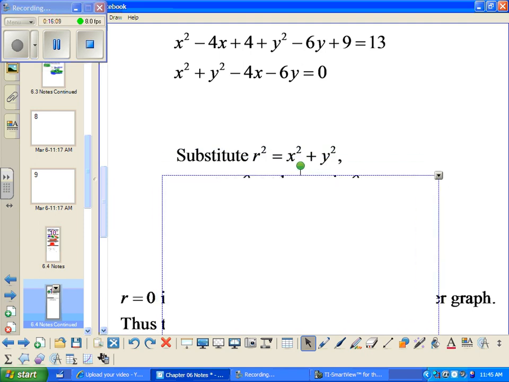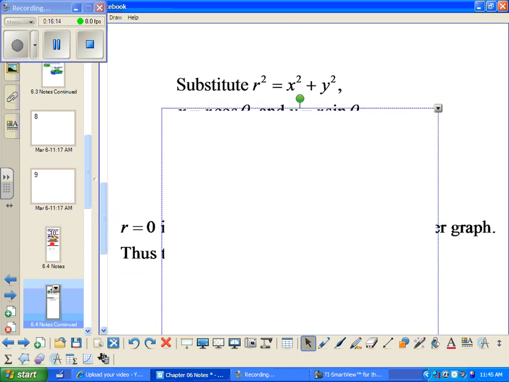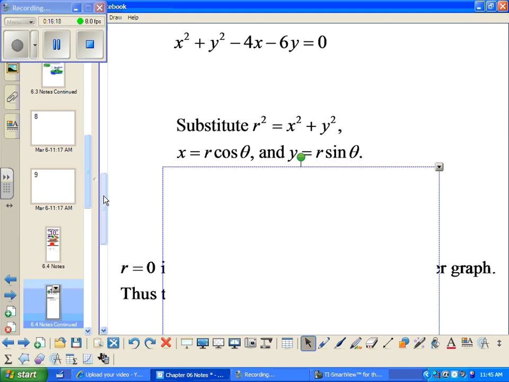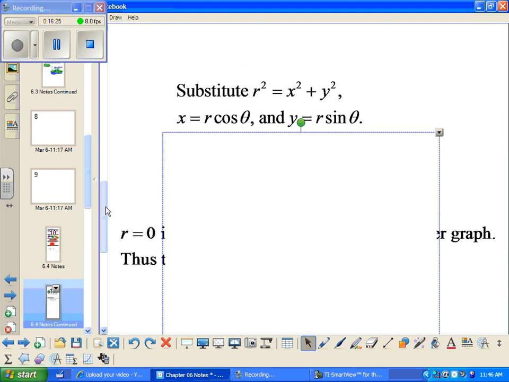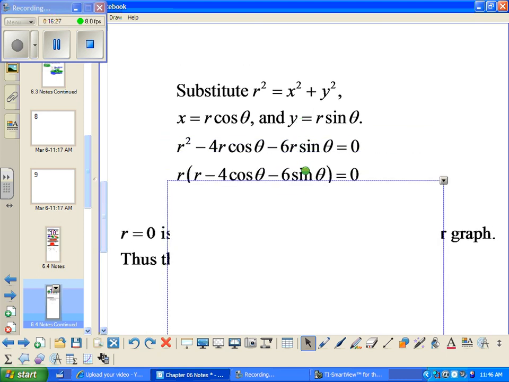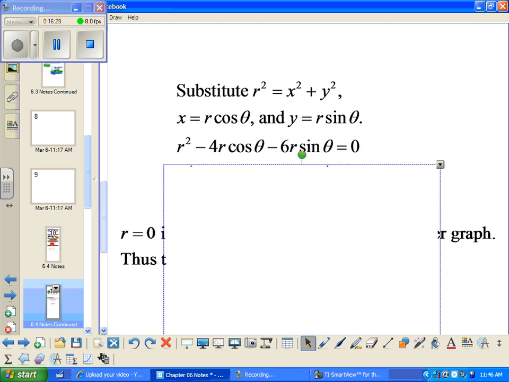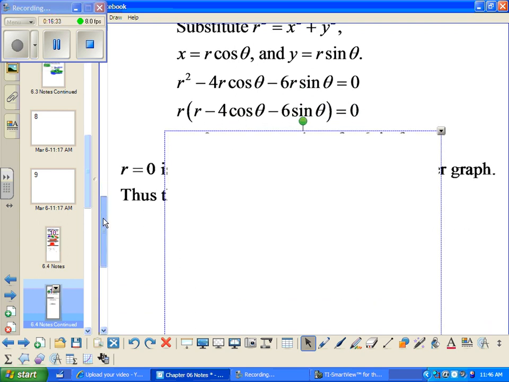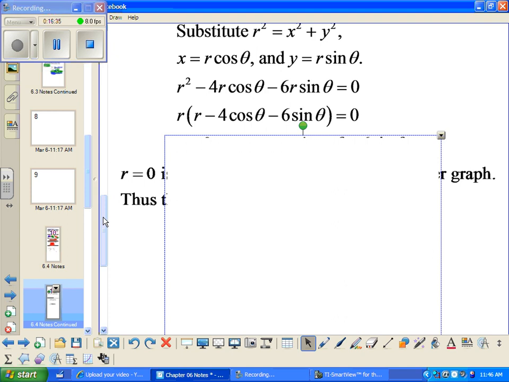So if I substitute r squared in for x squared plus y squared, and I substitute in r cosine theta and r sine theta for x and y, I'm almost going to be done already. Plug all those in. That's what I have. I can factor out an r. I then have r times r minus 4 cosine theta minus 6 sine theta equals 0.